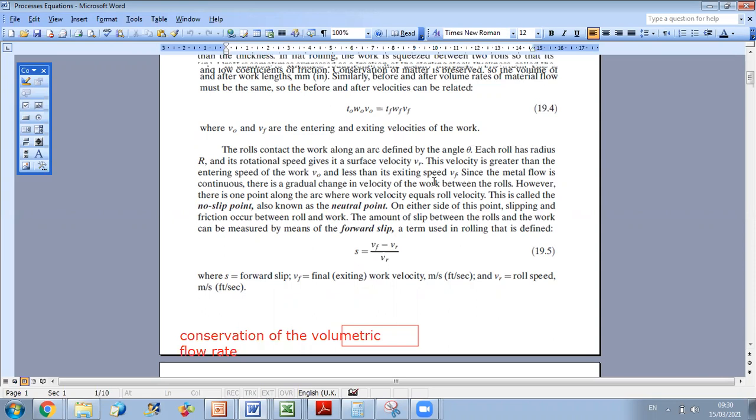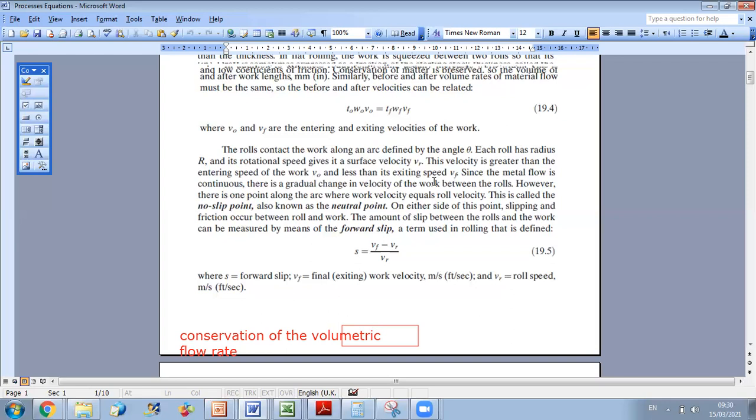So when moving from V0 to Vf, you will pass by a certain point characterized by Vr. This is called the no-slip point. No slipping means that we don't have relative motion between the tool and the work. On either side of this point, slipping and friction occur between roll and work.